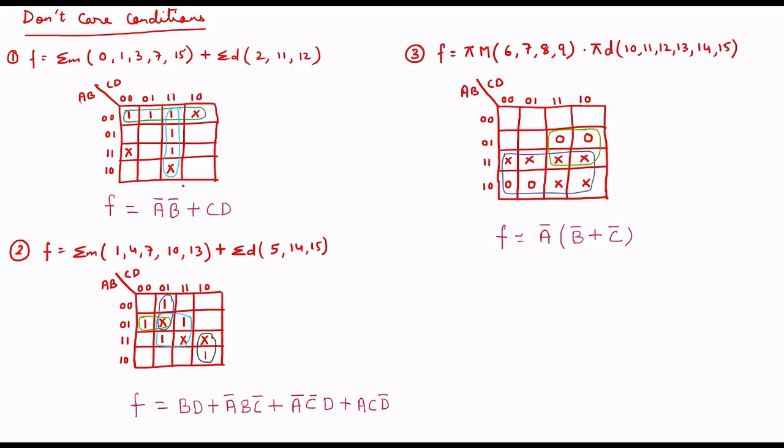So I plotted a 4 variable K-map over here, using my gray code and the variables. Now I will put the values for the first part, 0, 1, 3, 7, 15. I have implemented the values 0, 1, 3, 7, 15 in this map. Next I have the don't care part 2, 11 and 12. This don't care I have to implement over here. How to implement the don't care? The don't care will be marked as a cross mark, right?